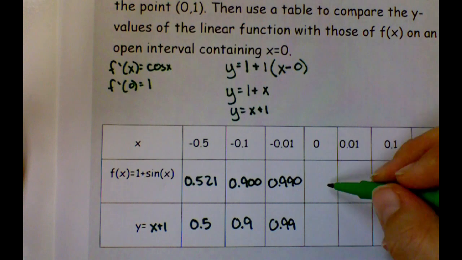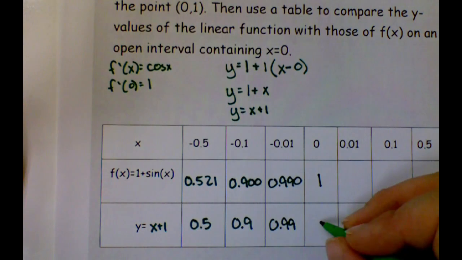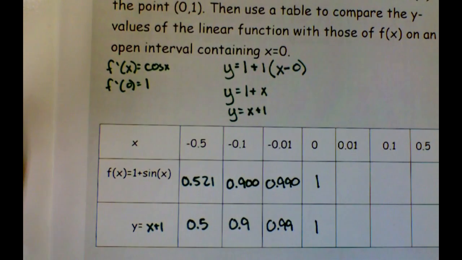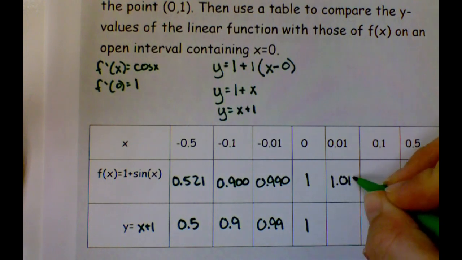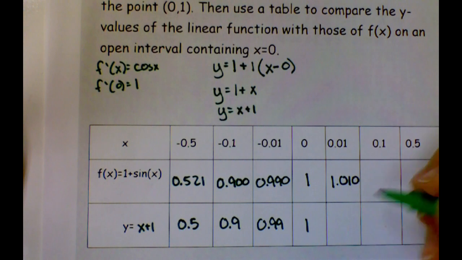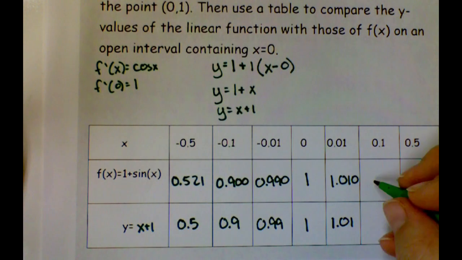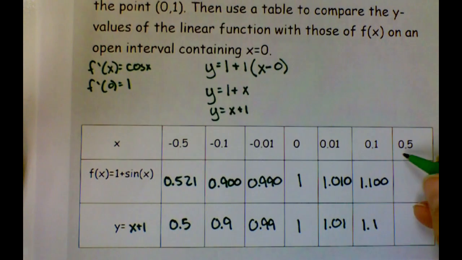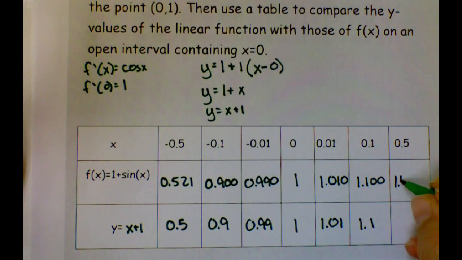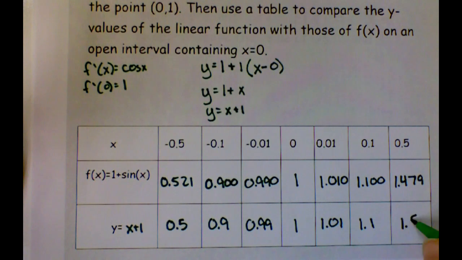If I plug in 0 to my actual f of x, I get 1. If I plug it into my tangent line approximation, I get 1. If I plug in 0.01 to my actual function, I get 1.010. If I plug it into my tangent line, I get 1.01. If I plug in 0.1, I get approximately 1.100. Plug it into my tangent line, I get 1.1. And if I plug in 0.5 to my actual function, I get 1.479. If I plug it into my tangent line, I get 1.5.